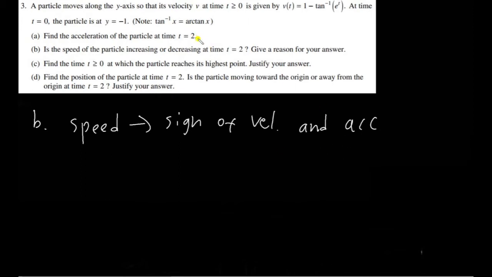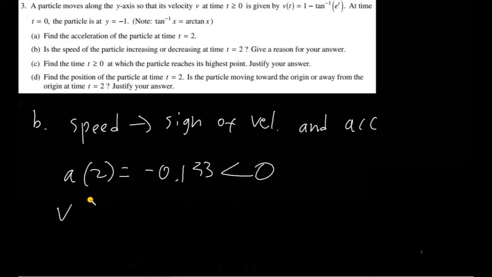Okay, we already found out in part A that the acceleration at time 2 is negative 0.133, which is obviously less than 0, so acceleration is negative. If the velocity is negative, then the acceleration and velocity have the same sign, so the particle is speeding up, even though they're negative. If the velocity is positive, then they will have opposite signs, and the particle will be slowing down. So if we just find v of 2 by plugging 2 into the velocity expression, we will get negative 0.436, which is, again, less than 0.